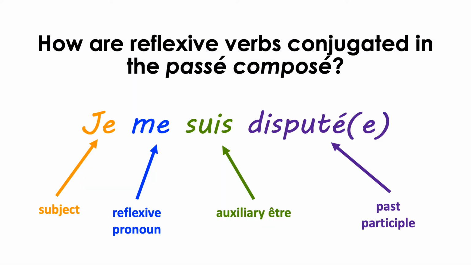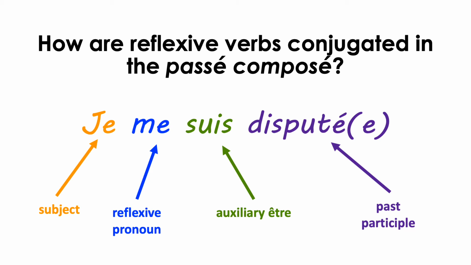Here is an illustration of this. So our verb of the day, je me suis disputé. I had an argument or I fought with. Je is our subject. Me is our reflexive pronoun. Suis is our auxiliary être conjugated in the present tense, and disputé is the past participle. And you can see that for the past participle here, we've got an optional e on the end. Now, if our subject is masculine, we are not going to have this second e on the end. But if the subject is feminine, then we will. We'll talk about this more in a minute.